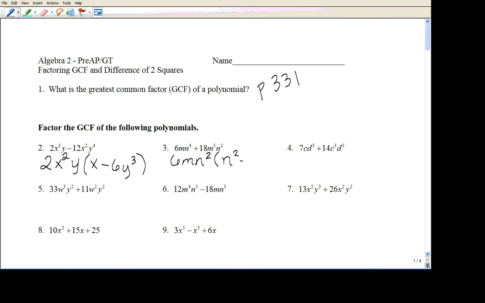Then we have our plus 18 divided by 6 is 3. m to the fifth divided by m to the first, 5 minus 1 is 4. And then we have n squared divided by n squared, and that's just 1. So there it has been factored by taking out the greatest common factor.